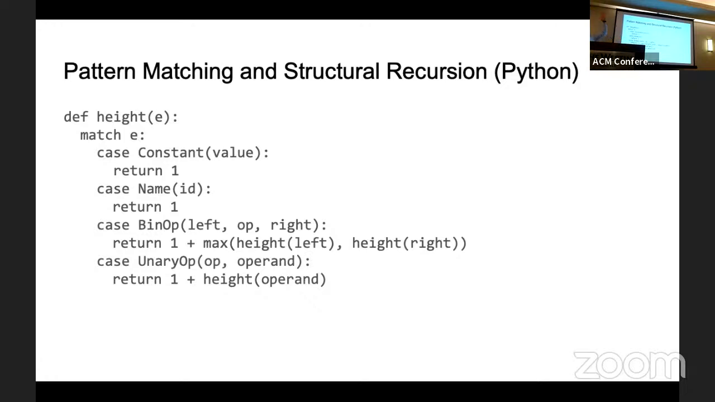And so that's huge. So we use pattern matching all over the place. So here's a typical recursive function over an abstract syntax, where we're just computing the height of an AST. We just start off by saying, okay, match on your expression. And then you've got a case for each item in the grammar, right?